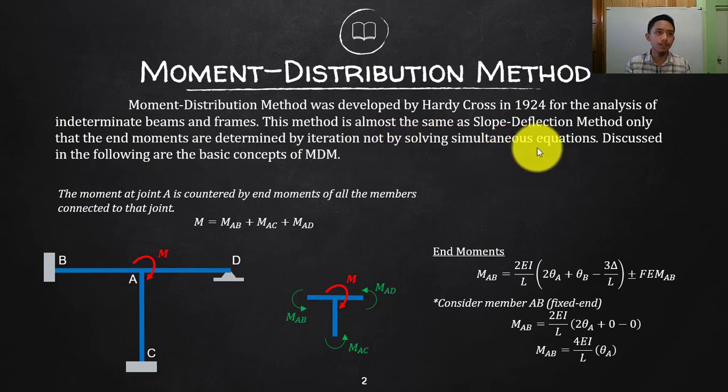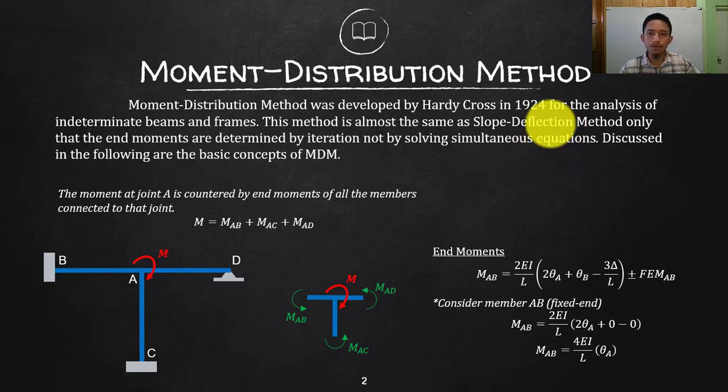If you will recall the slope deflection method, we create equations in terms of rotations and unknown deflections, which are the degrees of freedom. We use those to calculate the end moments. Once you have your end moments, we will then get the reactions, and then of course you can draw the shear and moment diagram of any member of a frame or beam.